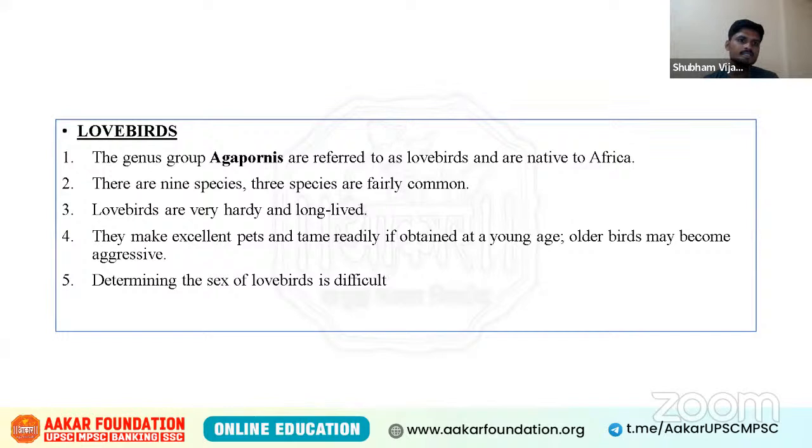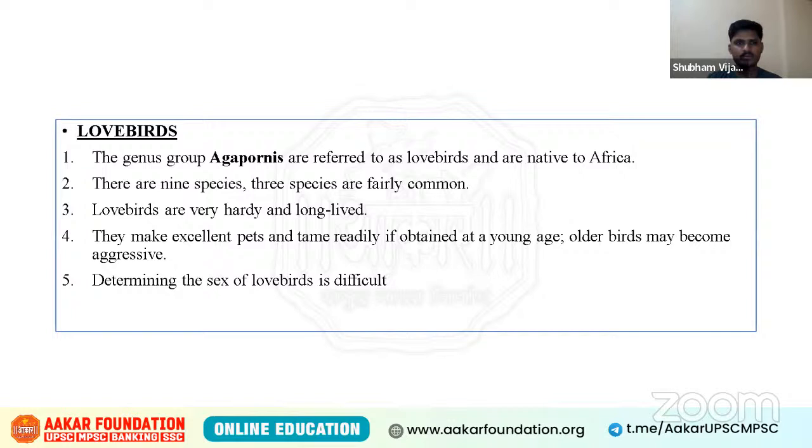Then the next is the lovebirds, the genus group Agapornis. Okay, they are referred to as lovebirds and are native to Africa. There are 9 species of these lovebirds, but 3 are very common. They are also very hardy and long-lived birds, and these are excellent pets and tame readily if obtained at a younger age, and older birds become aggressive.